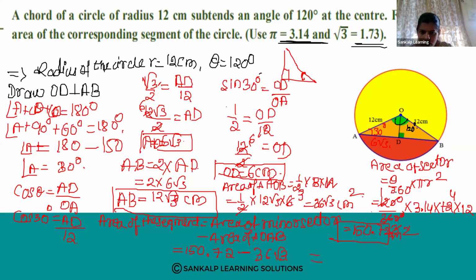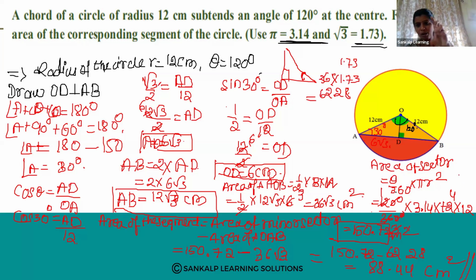So this 36 root 3, if you simplify further, you will get 150.72 minus 62.28. Why? Because the root 3 value they have given is 1.73. That means 36 into 1.73, you will get 62.28. Okay, this is the area of the triangle OAB. Now, 150.72 minus 62.28 is 88.44 centimeter square. This is the area of the segment.